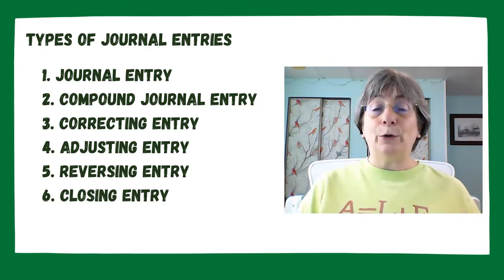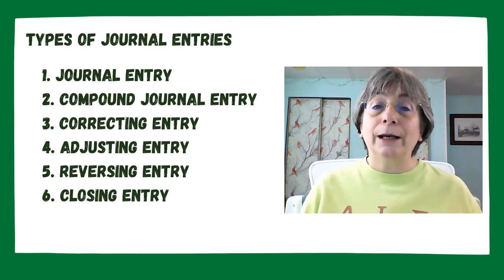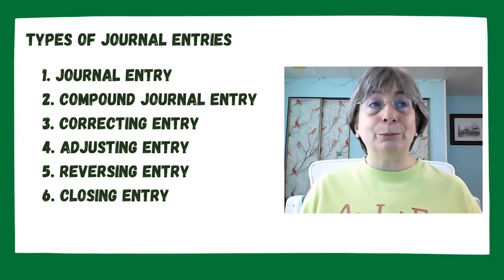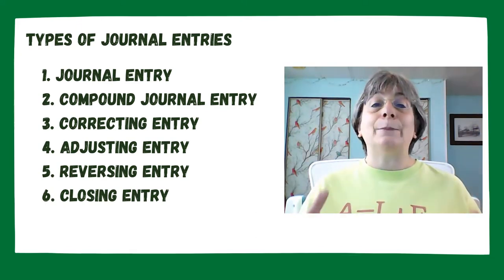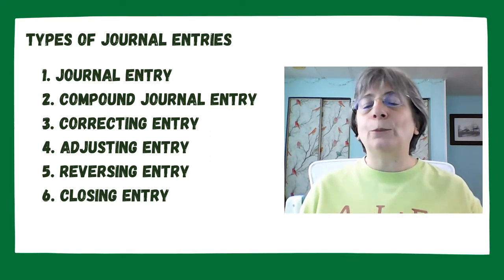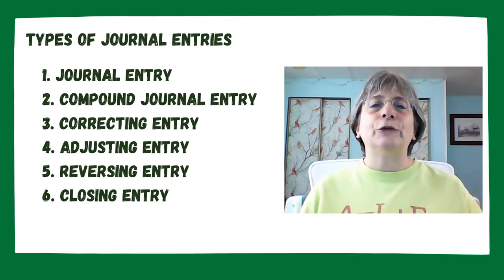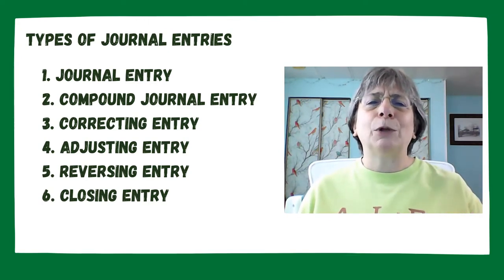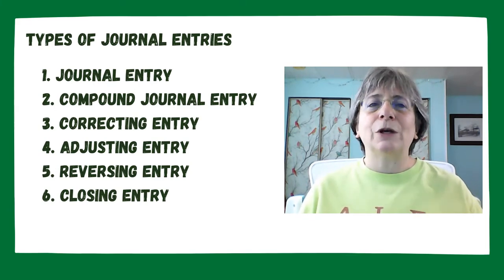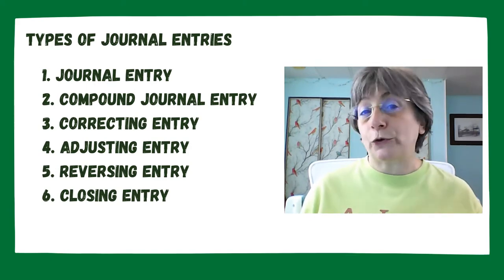Now, another type of regular journal entry is a compound journal entry. With a compound journal entry, it simply means that there's more than one debit and credit, more than one account being debited, more than one account being credited. So for example, maybe you are paying two different types of expenses on the same check. So you're going to debit supplies expense and materials expense, and you're going to credit cash, for example. So a compound journal entry just has more than two parts to it.